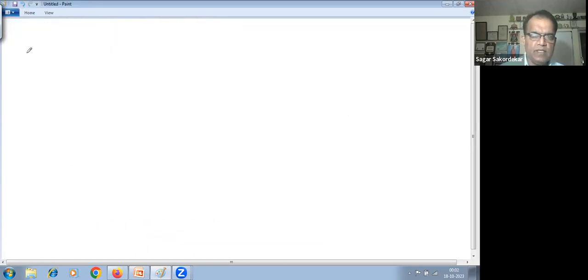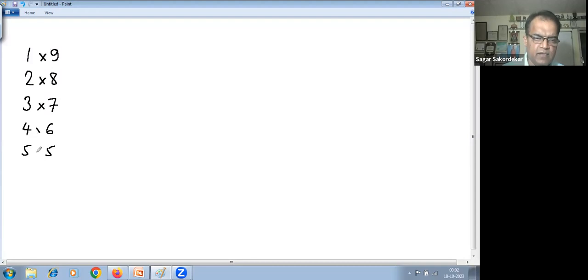Before that, just note the combinations which can come in the ones places: 1, 9, 2, 8, 3, 7, 4, 6, and 5, 5. These are the only combinations. Instead of 1, 9, it can be 9, 1. Instead of 2, 8, it can be 8 and 2. And if you multiply these, this is what you have to do on the right hand side. Let's see the different answers. Here you get 9. Here you get 16. Here you get 21. Here you get 24. And 25. So on the right hand side you can get only these.